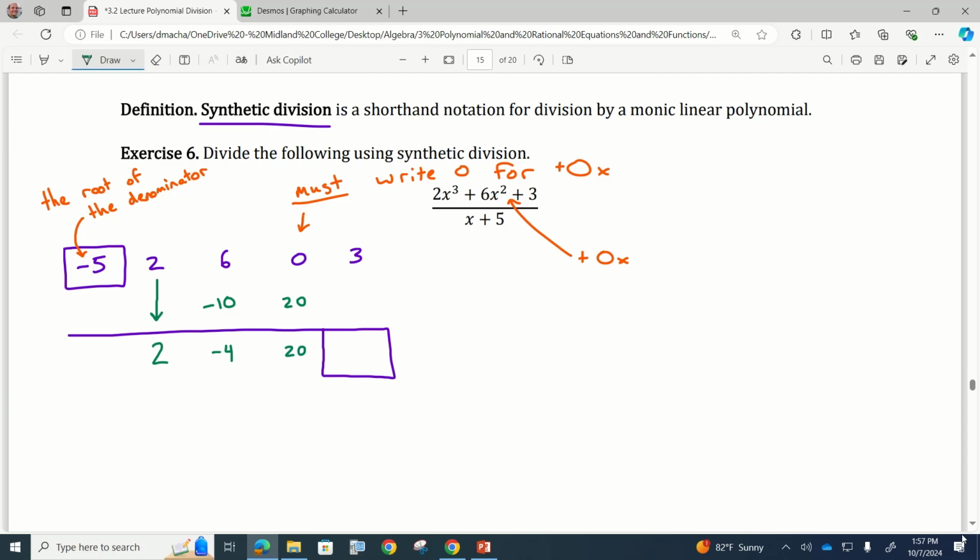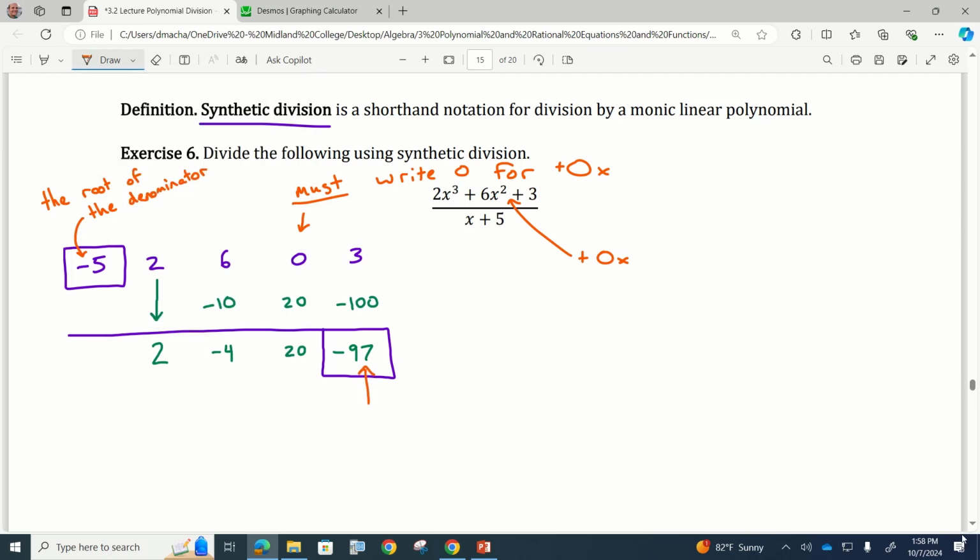I'm going to multiply again. 20 times -5 is -100. And I'm going to add vertically again. 3 plus -100 is -97. Okay, so we've solved the problem. We just have to now interpret what is my solution. And this is how you tell what your solution is.